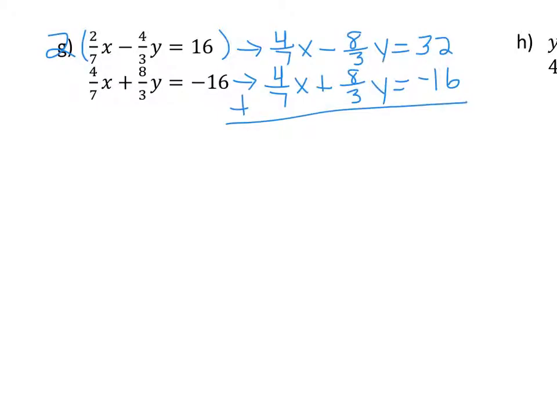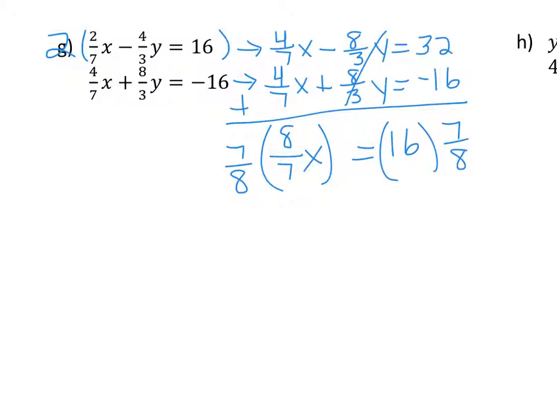We're going to use elimination, so let's go ahead and add. 4/7 plus 4/7 is 8/7. Y's cancel out, equals 32 plus -16 is 16. Multiply both sides by 7/8. X equals 16 times 7/8, which equals 14.